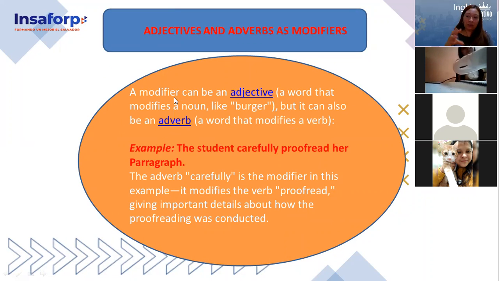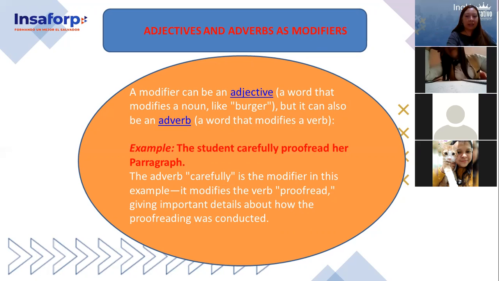Hay más de una cosa dentro de la gramática en inglés que sirve para modificar algo, para modificar información. Vamos a ver los más básicos. Adjectives and adverbs as modifiers. Dos de las categorías que podemos usar para modificar cosas pueden ser los adjetivos o los adverbios. Quiero que tomen en cuenta esto. En inglés, cuando dice modify no se refiere a que cambia. Para ellos modify es que da algo extra, que aporta algo extra.